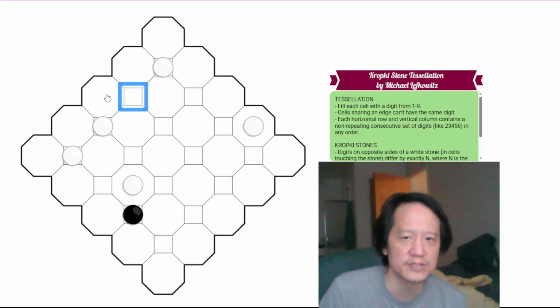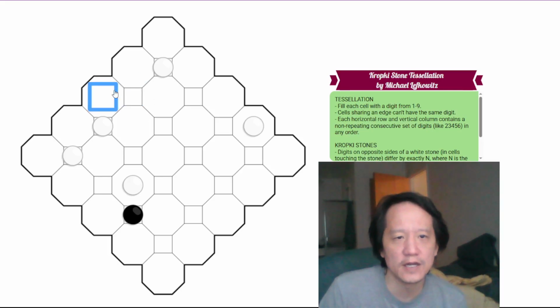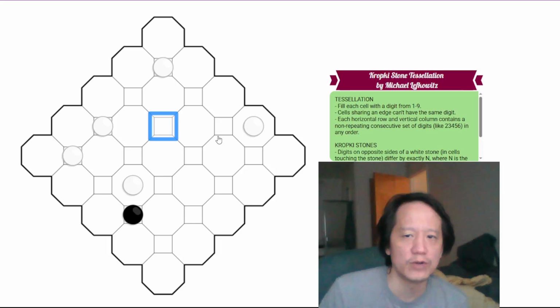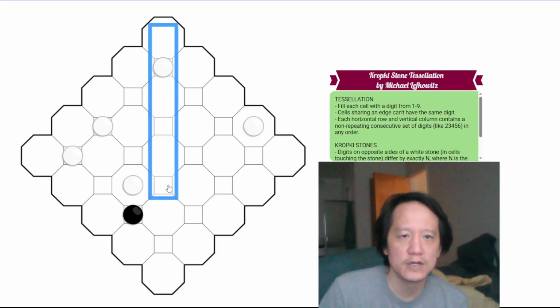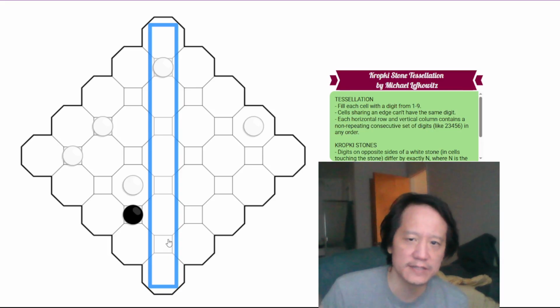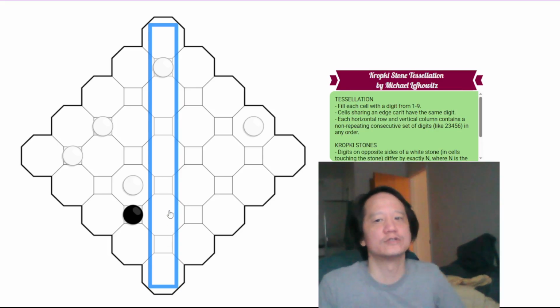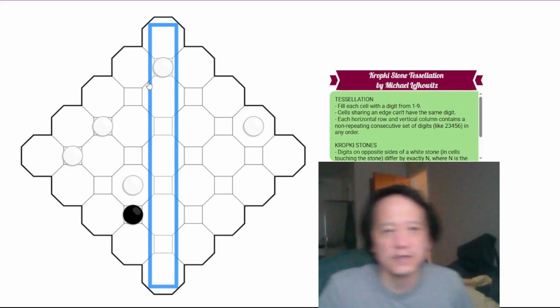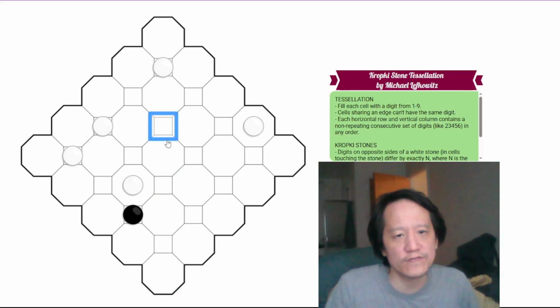So that means this can't be the same digit as this. And these two can't be the same digit. These two can't be the same digit, etc., etc. Each horizontal row and vertical column contains a non-repeating consecutive set of digits, like 2, 3, 4, 5, 6 in any order. Interesting. Okay. So that means this is 1, 2, 3, 4, 5, 6, 7, 8, 9.